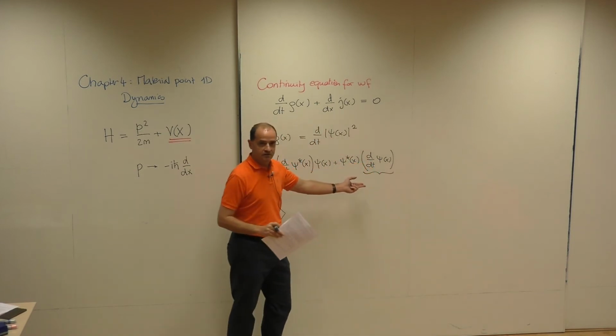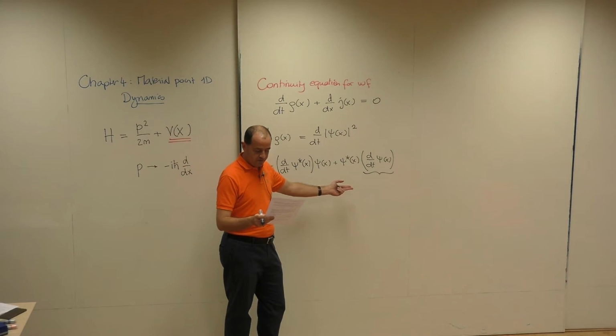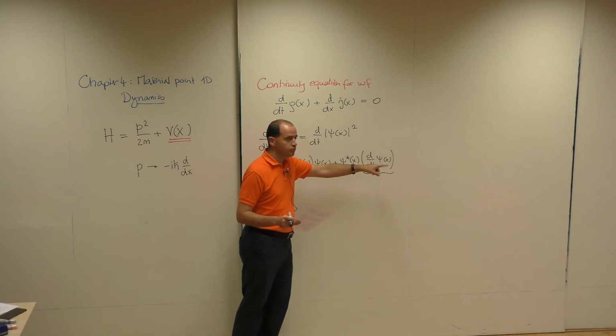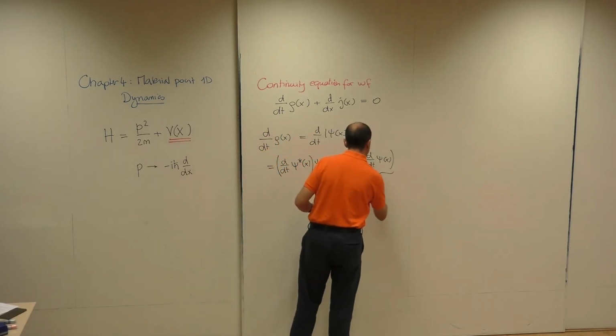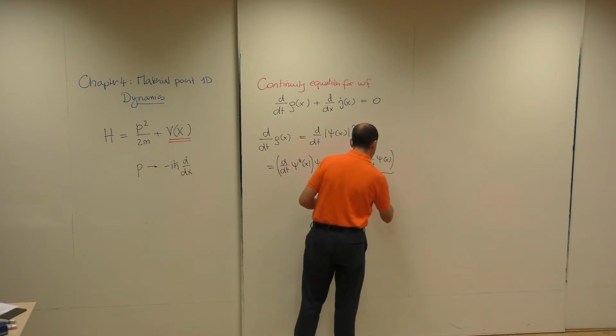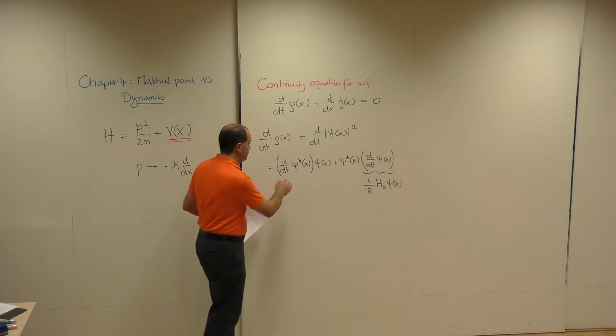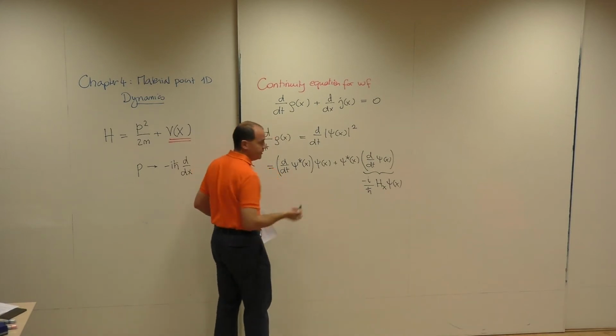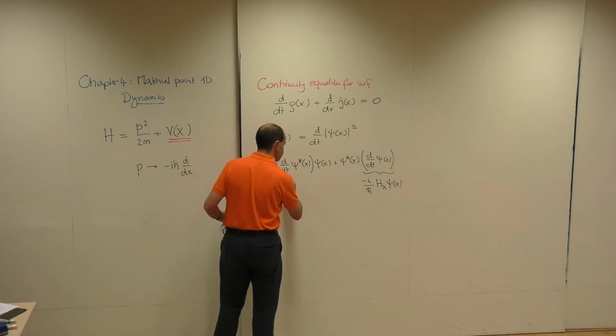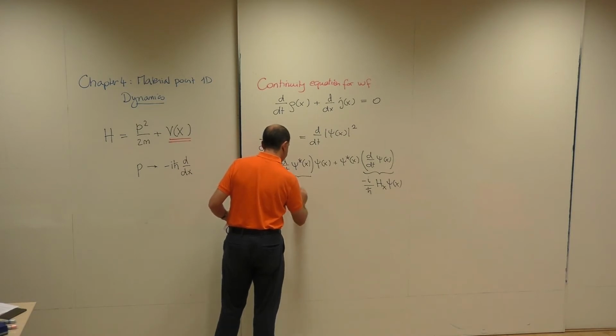Now we know what this is. It comes from the Schrödinger equation, right? I h bar d psi over dt is equal to H times psi. So this is minus i over h bar, H acting on psi of x. This is just the adjoint of that. The Hamiltonian being self-adjoint, this is i over h bar, H of x acting on psi star of x.